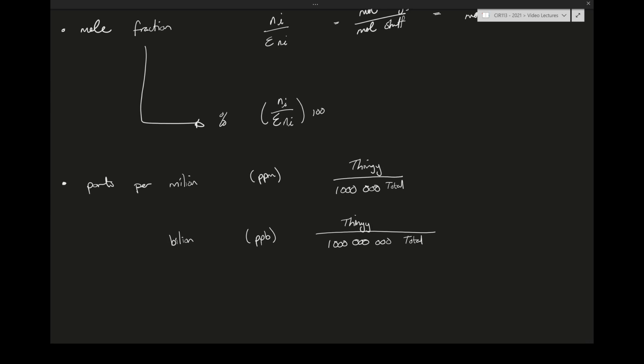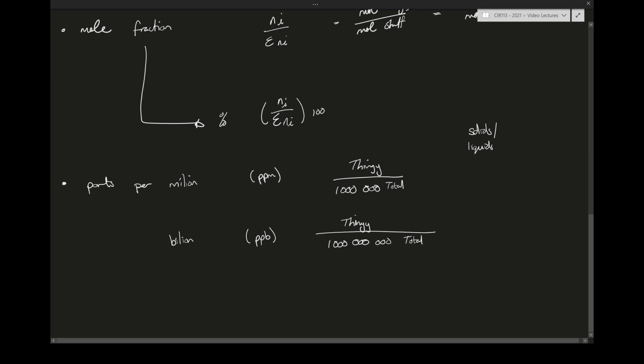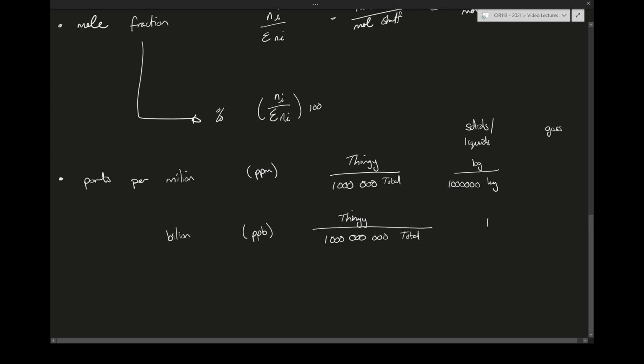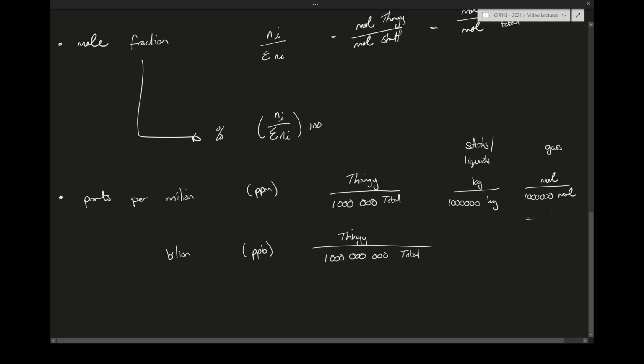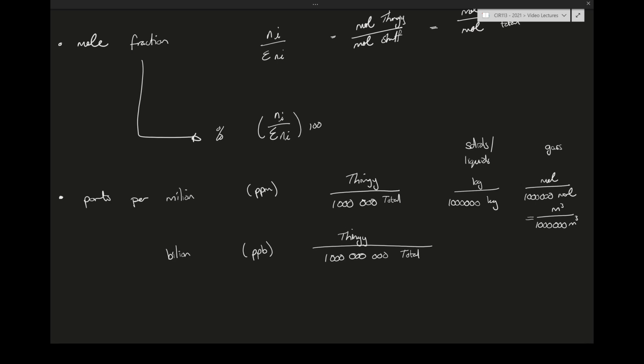Now, in the same way that we typically express solids as a mass percentage, ppm and ppb for solids and liquids would be in kilogram per million kilograms, and for gases, it will be mole per million mole total. You can see that for gases, this would be exactly the same as cubic meter per million cubic meters. So we can express it for gases as a mole per million mole or volume per million volume, and for solids as a kilogram per million kilogram. And the same for ppb.